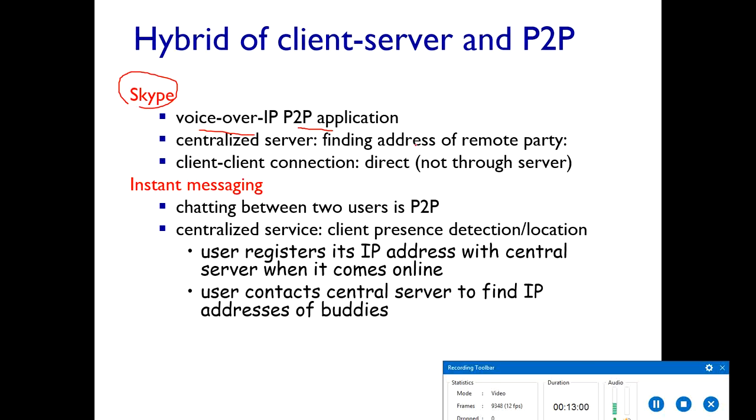So there is a centralized service. The user registers its IP address with the central server when it comes online, and the user contacts the central server to find out the IP addresses of its contacts. So the basic use of the server is to find out the contacts. After finding out the contacts, the message that you send or the conversation that you make, it's peer-to-peer.